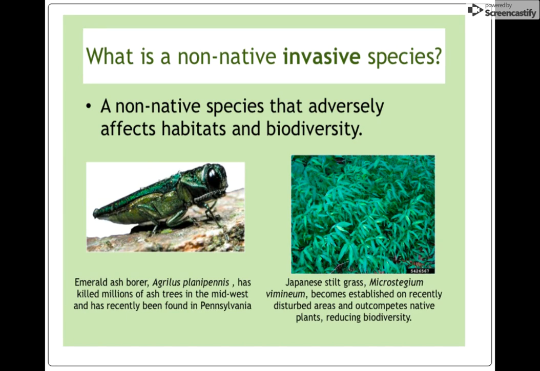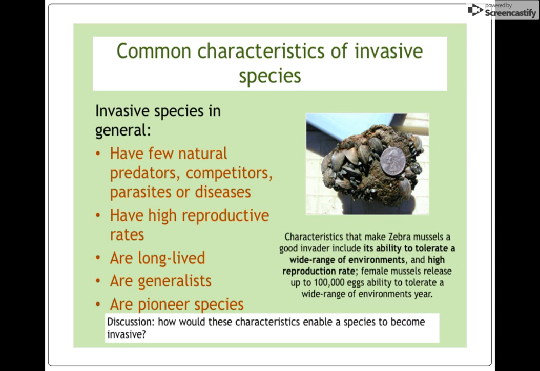The emerald ash borer, the insect on the left, it has killed millions of ash trees in the Midwest and has recently been found in Pennsylvania. So this was not native to that area, and it is starting to negatively affect the plant life there. The next is the Japanese stilt grass. Becomes established on recently disturbed areas, and it outcompetes the native plants, reducing biodiversity. So if something is negatively affecting the area and it's not native to that area, it's called an invasive species.